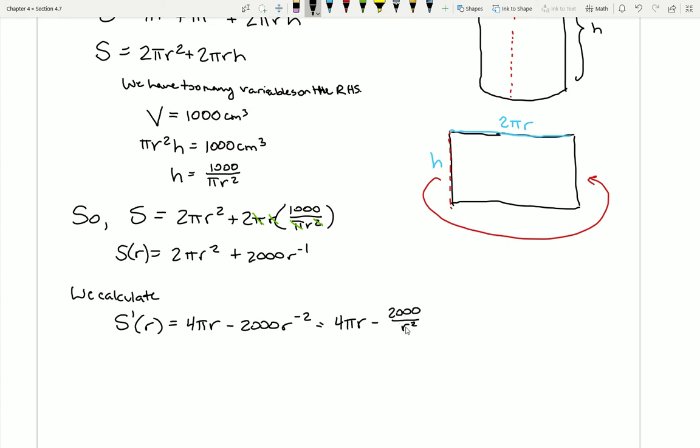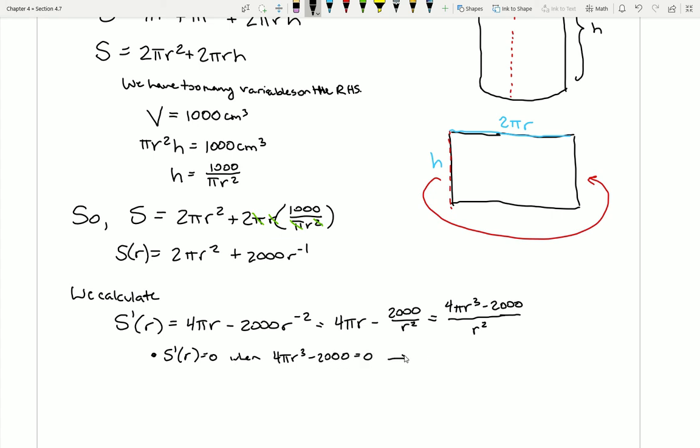with positive exponents, and then notice here that I could actually combine this all into one fraction. I could easily do this by getting a common denominator of r squared, and that would give me a 4 pi r cubed minus a 2,000. Notice I get r cubed because I have to multiply this part here by r squared over r squared. So now that I have this, I can easily state that s prime of r is equal to 0 when the top of my fraction is going to be equal to 0.